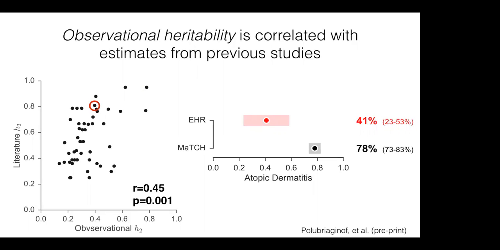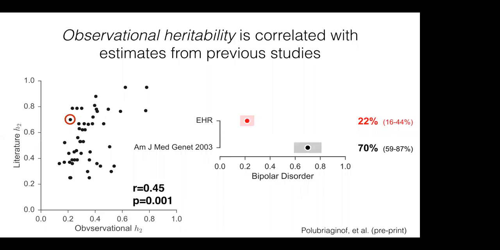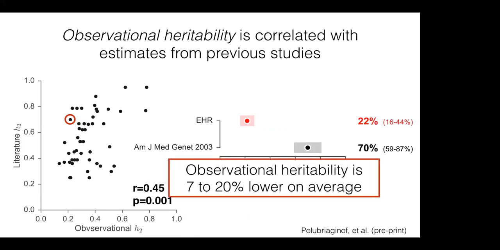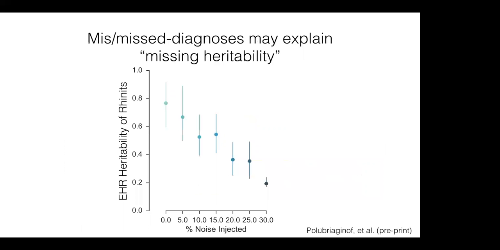But some traits don't perform as well. For example, for atopic dermatitis, the meta-analysis reports 78% heritability. We got 41% heritability in the electronic health record. Similarly, bipolar disorder is reported to be 70% heritable, and in the EHR, we see 22%. So overall, the observational heritability is 7 to 20% lower on average.